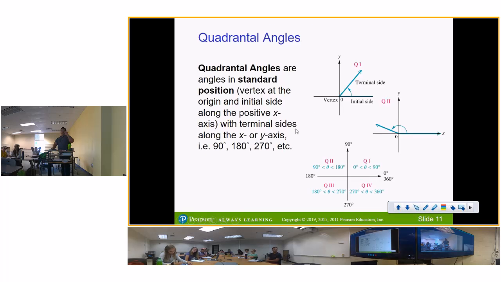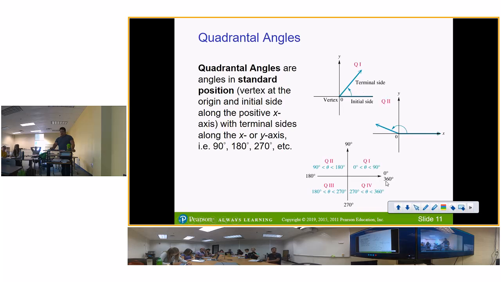Y'all settle down, Pendleton. All right, we talked about this a little bit, the quadrants: quadrant 1, quadrant 2, quadrant 3, quadrant 4. And in the real world, it's the exact backwards opposite, okay? Northeast is 1, southeast is 2, southwest is 3, and northwest is 4. Why do they do it? I have no idea.